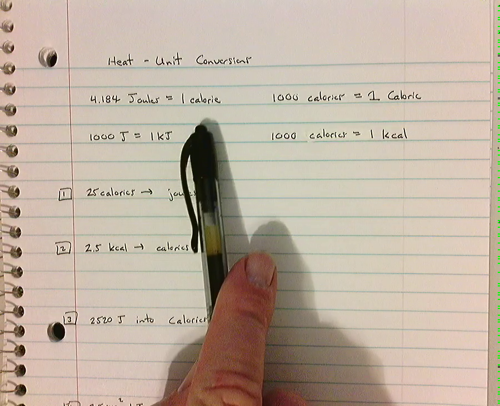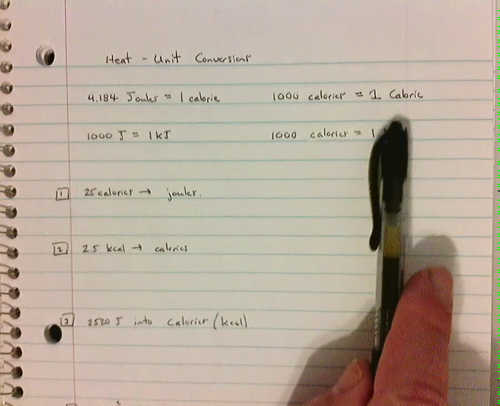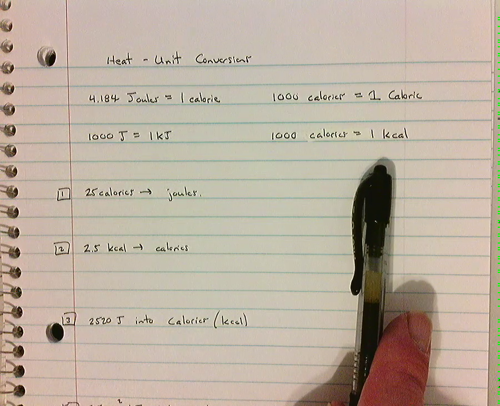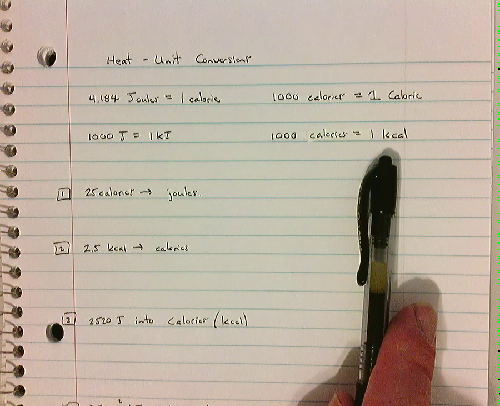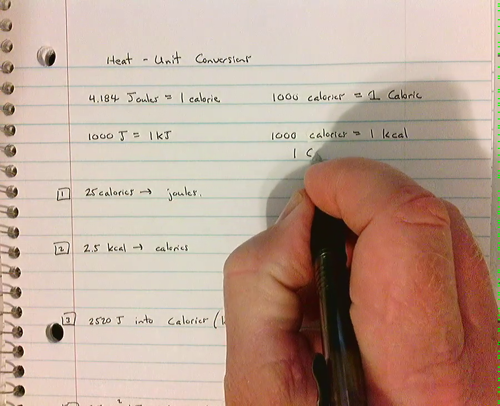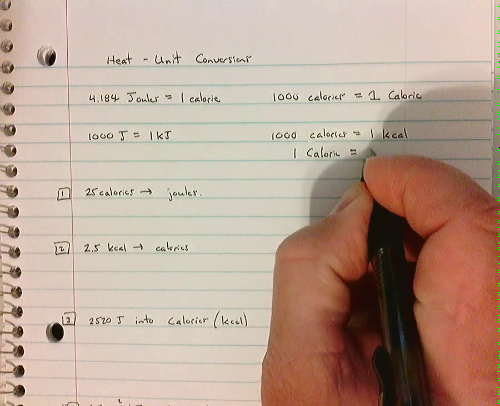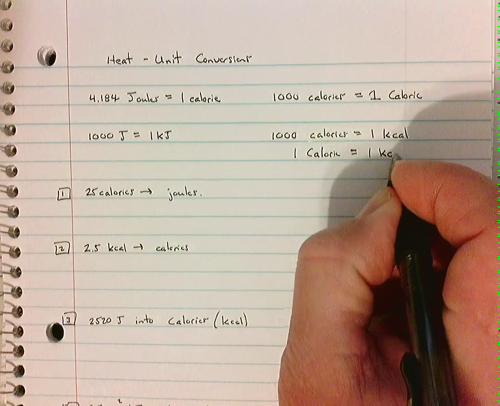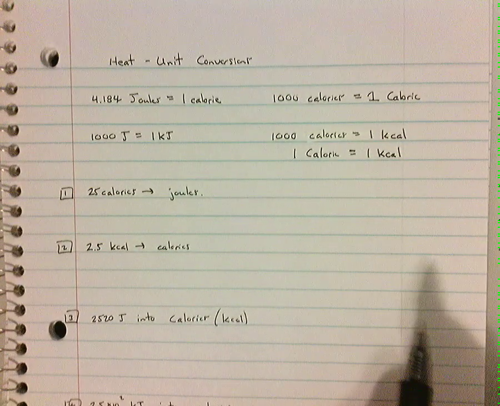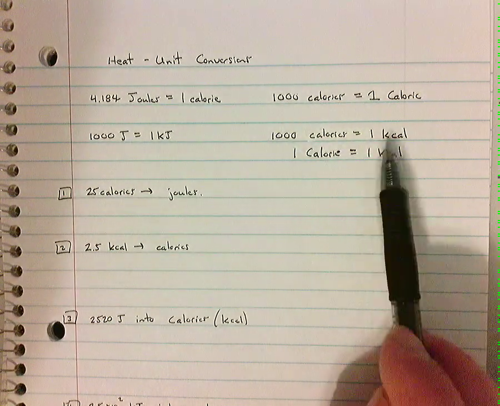But we often see it in calories, and we often see it in what we call capital C calories, which are equivalent to kilocalories. So I probably should add that here also. 1 capital C calorie is equal to 1 kilocalorie. So that's not necessarily a conversion that we're ever going to use, but it's something we need to know. It's the reason why these two equalities are the same.